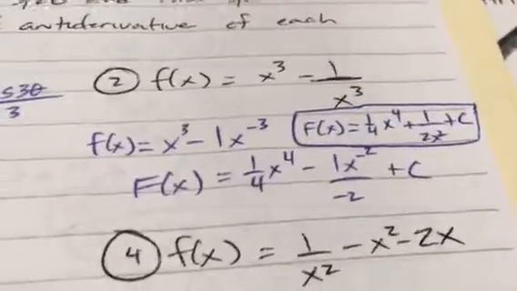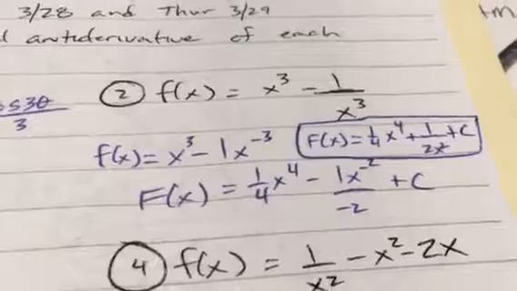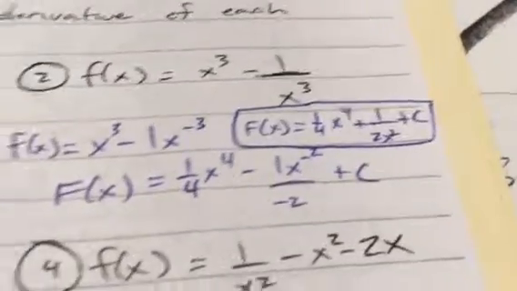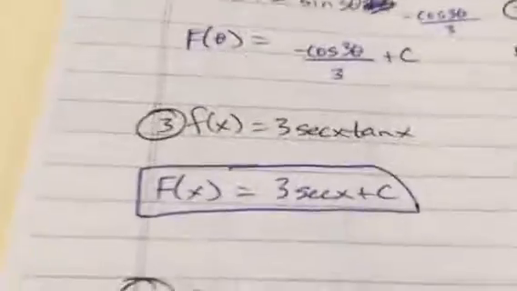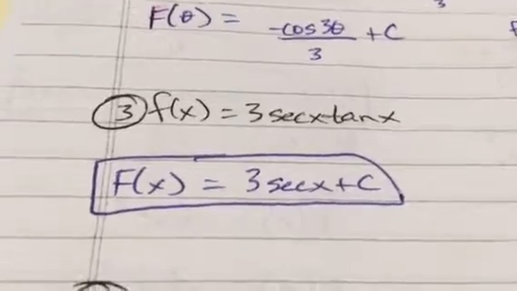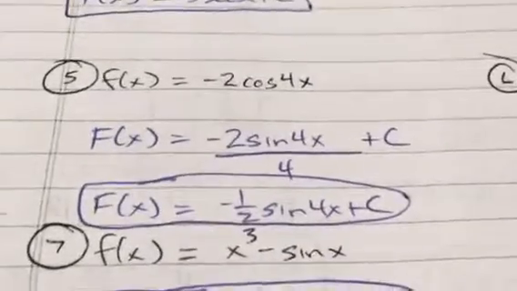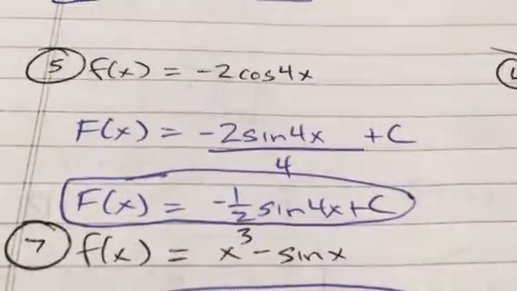On number 2, you should rewrite it as I did there, and then 1 power up divided by the new power. Okay. Pause this whenever you need. That's simply 3 secant x plus c. That one's not given to you. Again, I'm not doing all these, but a bunch of these, folks.